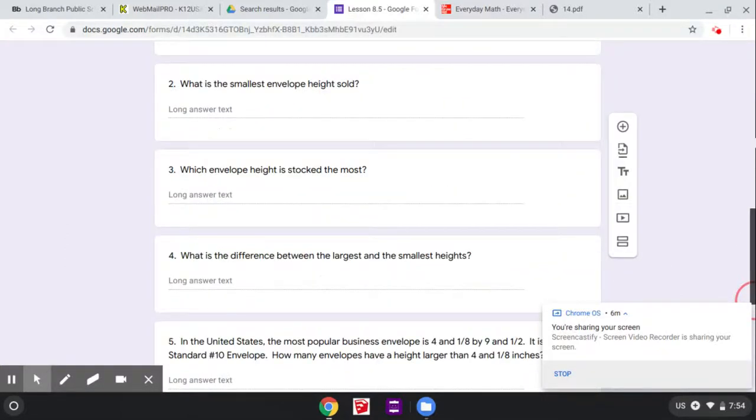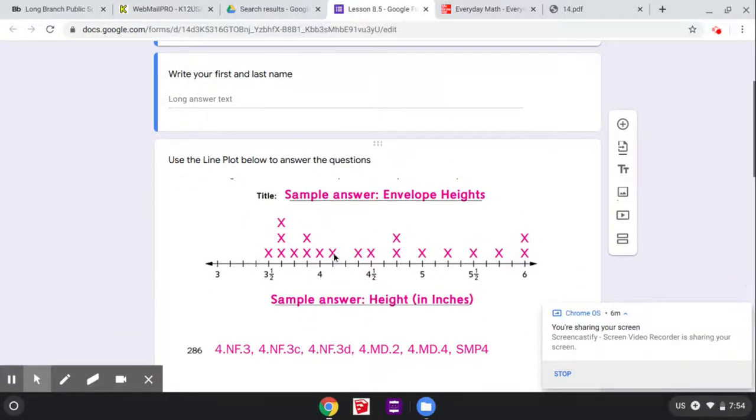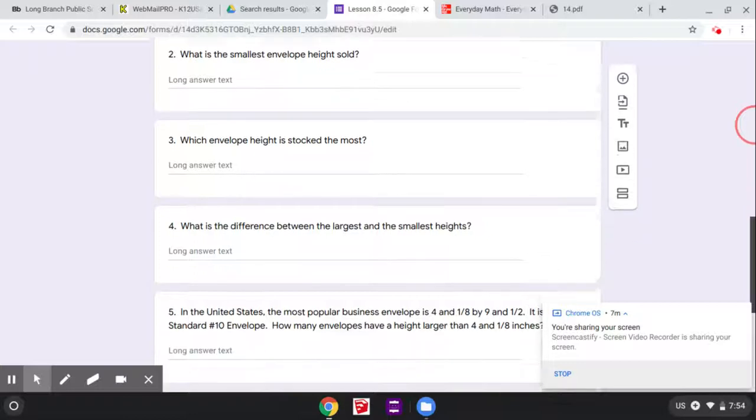And then number 6, how many envelopes are smaller than 4 1/8? So I go back up and I'm going to count. Here's 4 1/8, right? So I don't count that one, but I have to count all these other X's. 1, 2, 3, 4, 5, 6, 7, 8. 8 envelopes are less than 4 1/8.